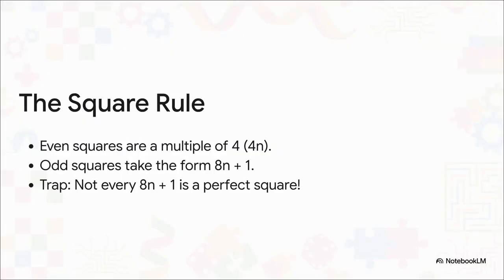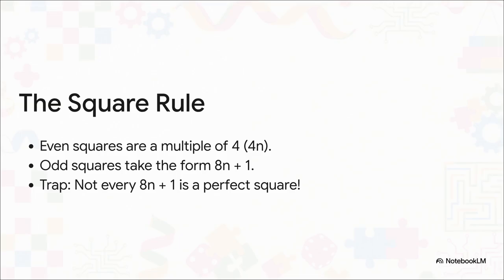We also need to talk about squares. If you square an even number, you are always going to get a multiple of 4. Always. If you square an odd number, you always get a number in the very specific format of 8n plus 1. You can test it right now. 3 squared is 9, right? Which is 8 times 1 plus 1. 5 squared is 25, which is 8 times 3 plus 1. It works every time. But you've got to beware of a massive trap here.